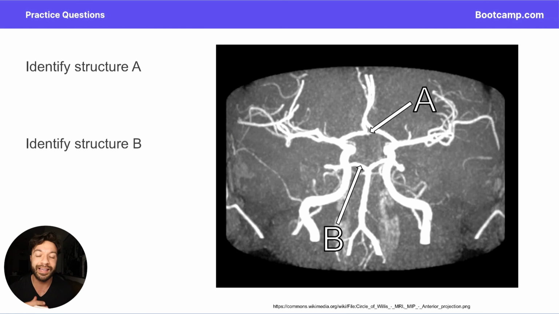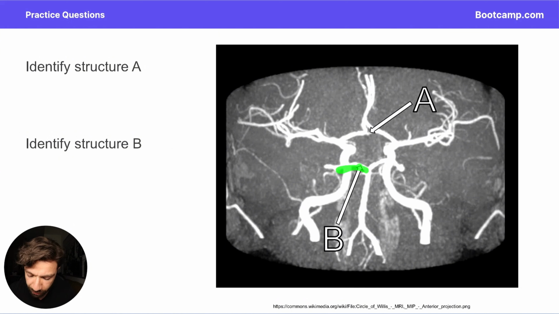Next question, looking at an angiogram, identify structure A, identify structure B. So I'm going to solve them. So the first thing that we want to do, find our stick man. We got our legs right here, our body, got some arms coming off, got our big head with our weird crown. So here is our Circle of Willis. And then what arteries do we know that makes up our Circle of Willis?